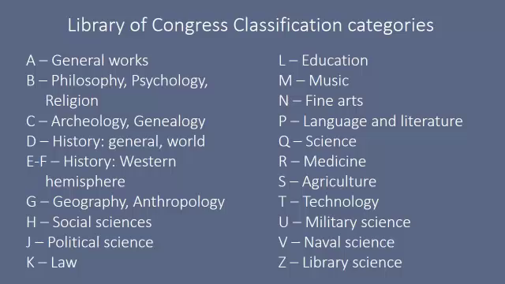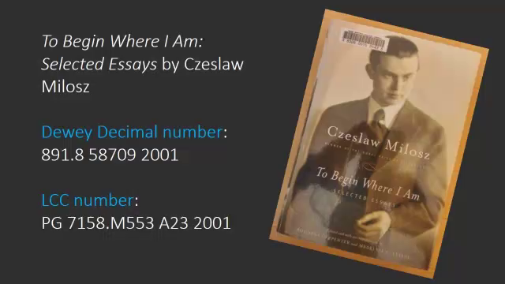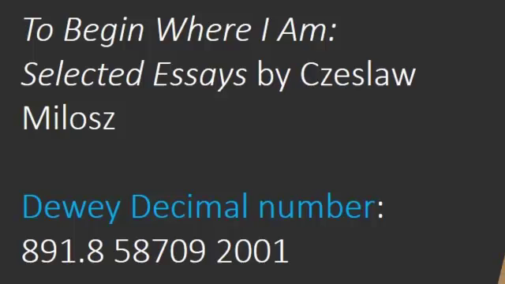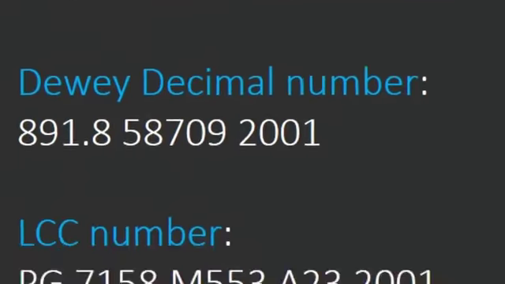Okay, to see how this works, let's look at a specific example. Alright, here is a book from the Nobel Prize winning Polish writer Czesław Miłosz. This first call number here is a Dewey Decimal number. You'll see how this one is all numbers, right? Sometimes letters will be put in the call number, but by and large Dewey Decimal numbers are numbers, right?